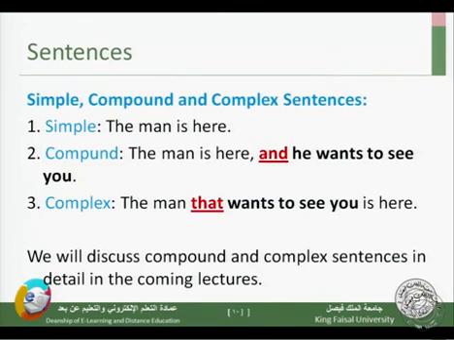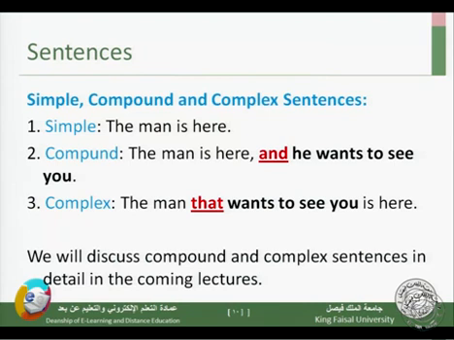Okay, we'll move on to simple, compound, and complex sentences. We will look at each of these types in detail in the coming lectures, but this is a bit of an introduction to these types. A simple sentence is like the example you have here. The man is here. We have a subject, we have a verb, and we have an adverb here. So this is a simple sentence.